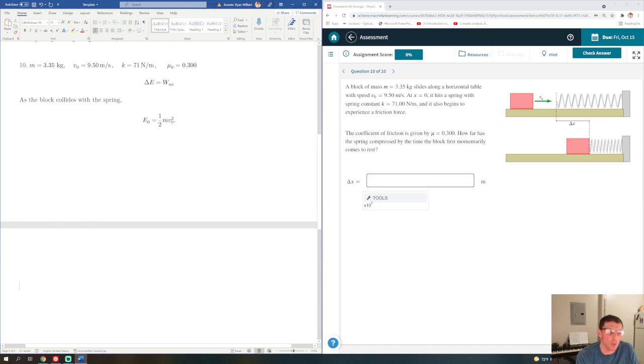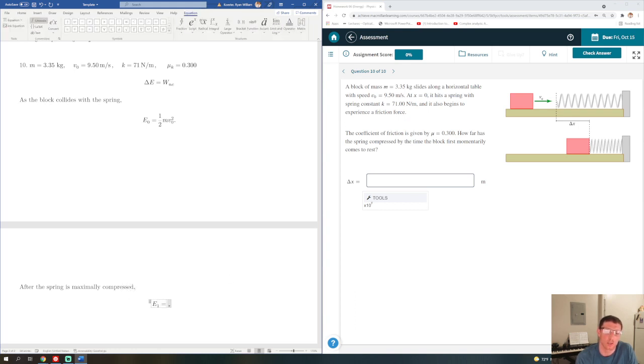Now, what about after the spring is maximally compressed? What does the energy look like there? We'll call this E1. I'll just call it E. What form or forms of energy do I have here when the spring is maximally compressed? Yeah, and the elastic potential, to be specific, right? And so the compression of the spring is the same as the distance the block travels, right? So this is going to be 1/2 k delta x squared.